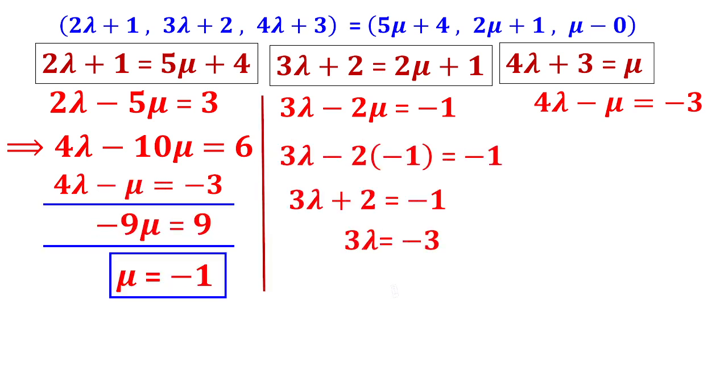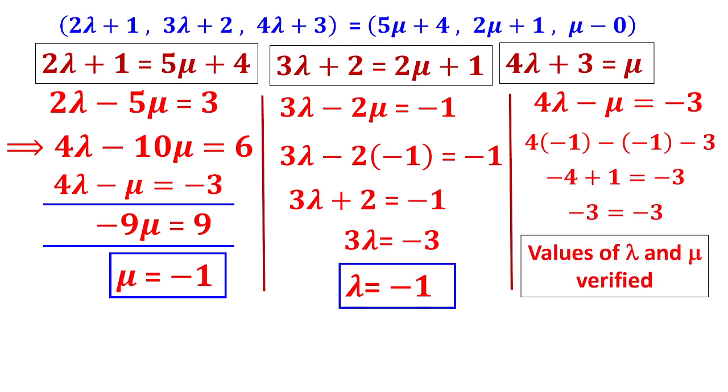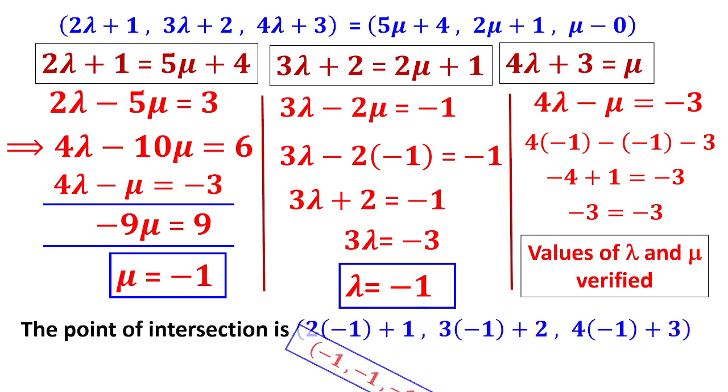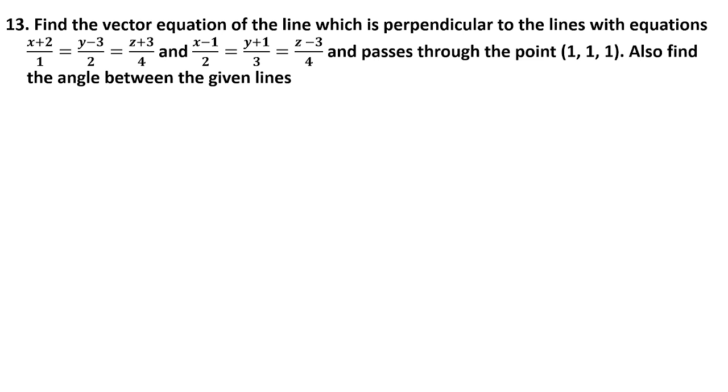I got lambda and mu as minus 1 and minus 1. I am substituting it in the third equation and I am getting LHS equal to RHS. The values of lambda and mu are verified. If your answer is wrong, it will not get satisfied. Otherwise, if the lines don't intersect also, it will not get satisfied. Therefore, the point of intersection is minus 1, minus 1, minus 1. I am showing it in this graph over here. Let us go to question number 13.